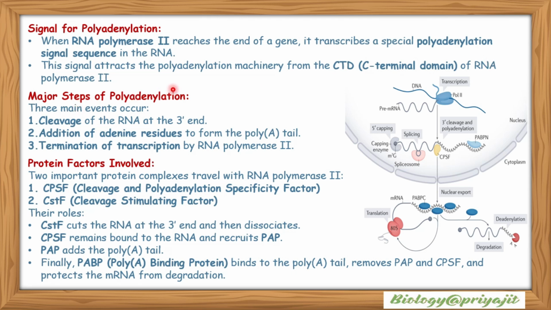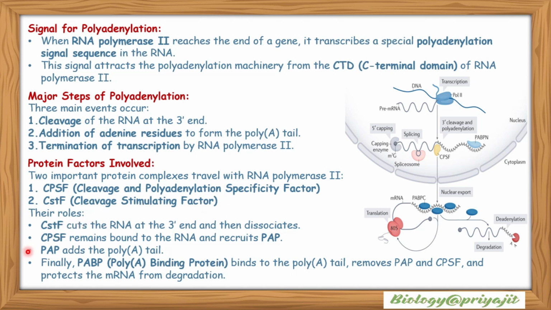What are the major steps of polyadenylation? Cleavage of the RNA at the 3' end, and addition of adenine residues to form the poly-A tail, and termination of transcription by RNA polymerase 2. The other protein factors involved in the process are two important protein complexes that travel with RNA polymerase 2. Number one is CPSF, cleavage and polyadenylation specificity factor. And number two is CSTF, cleavage stimulating factor.